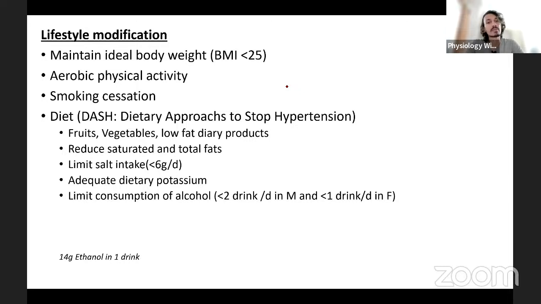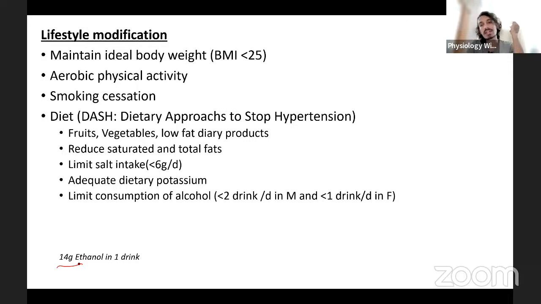And give adequate potassium, because in risk factors we had seen how too much salt intake or less potassium or less calcium matters. So include calcium also. Then limit consumption of alcohol. Studies show that this is not like you should drink 1 or 2 drinks per day. That is not what it's talking about. This is at least the cutoff like that. If we consider one drink to have around 14 grams of ethanol, then at least in males, it should be less than 2 drinks.